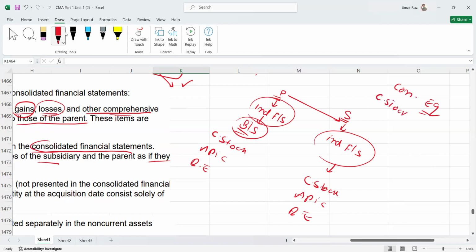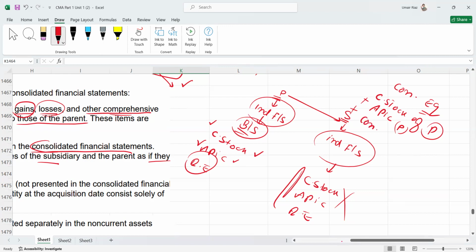Please remember, when you prepare the consolidated equity section, we will take the common stock of the parent only, then the additional paid in capital of the parent only. That's why they tell you the subsidiary's equity is eliminated. Only the parent's common stock and the parent's additional paid in capital. Then you will add retained earnings, but this won't be only the parent's retained earnings. For that you will prepare a working for consolidated retained earnings.